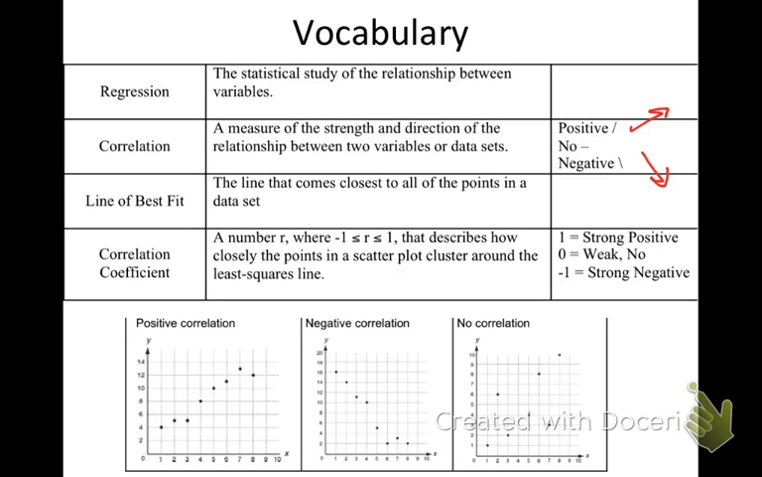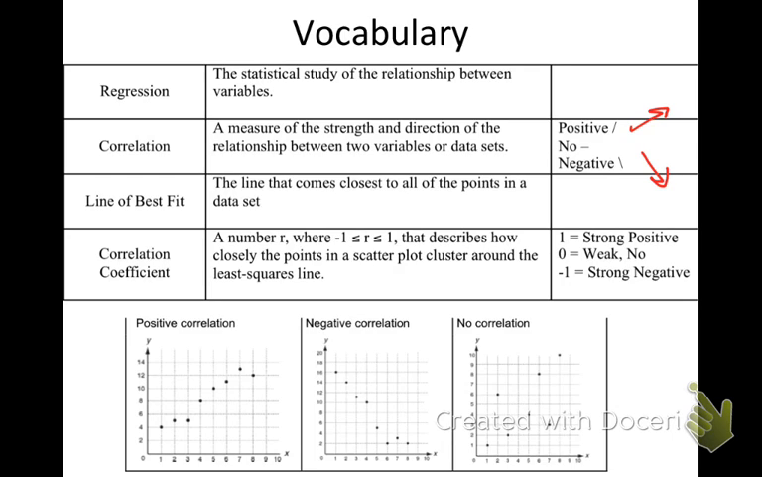All right, then I'm going to have line of best fit. Line of best fit is the line that comes closest to all of the points in a data set. The line of best fit is kind of like the average line that you can draw through all the points. So what's the best line you can draw through there? Then I have the correlation coefficient, which is more statistical based.